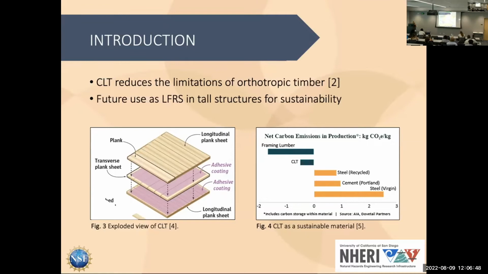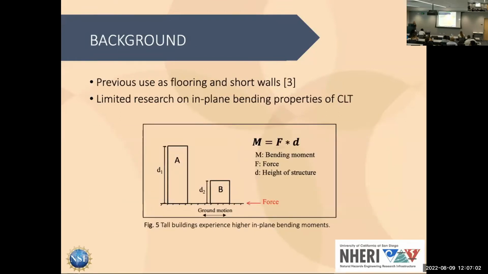The reason we want to do this is that ideally we'd be able to start replacing materials like steel and cement in tall structures with mass timber, because it's more sustainable. As you can see in figure 4, the net carbon emissions are significantly lower. The problem right now is that we only see cross-laminated timber in flooring, walls, and short structures for the most part.